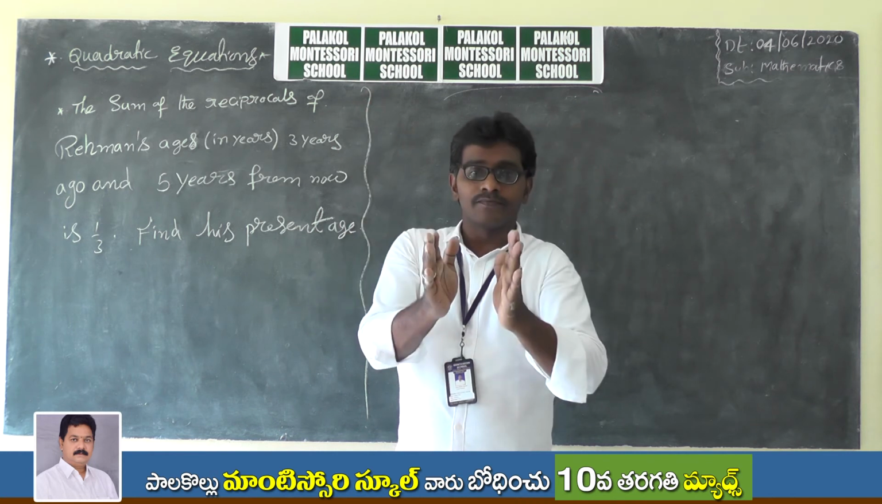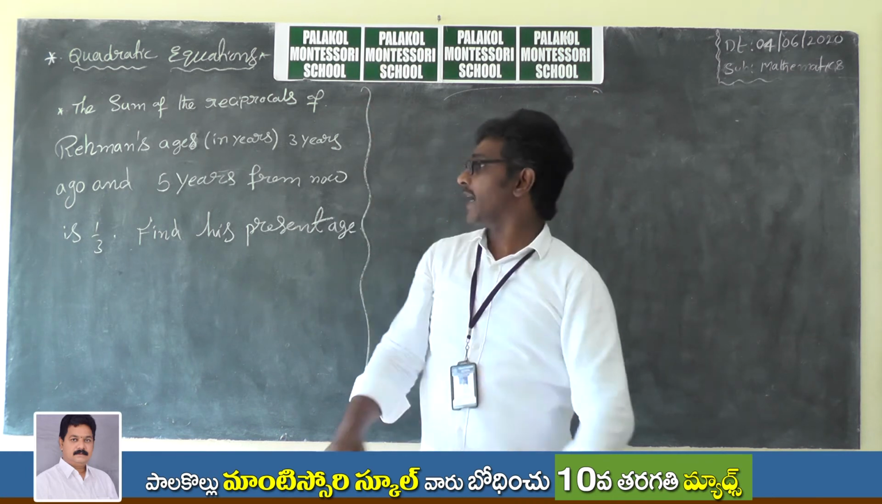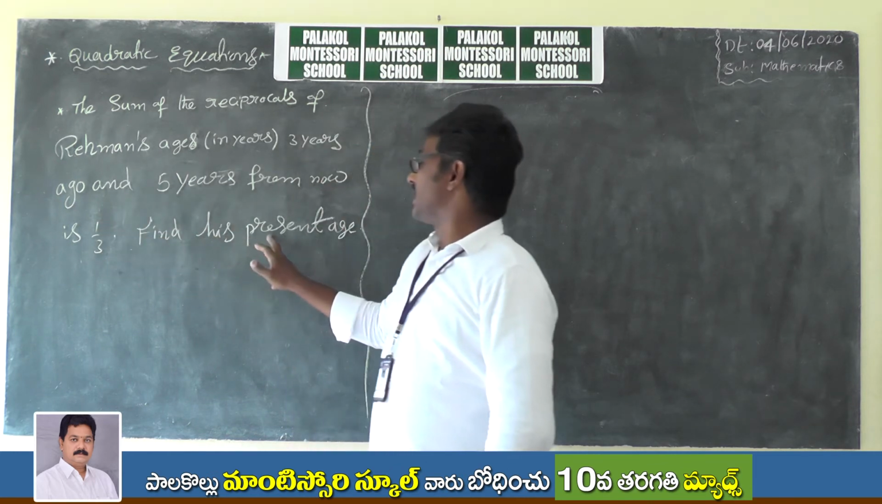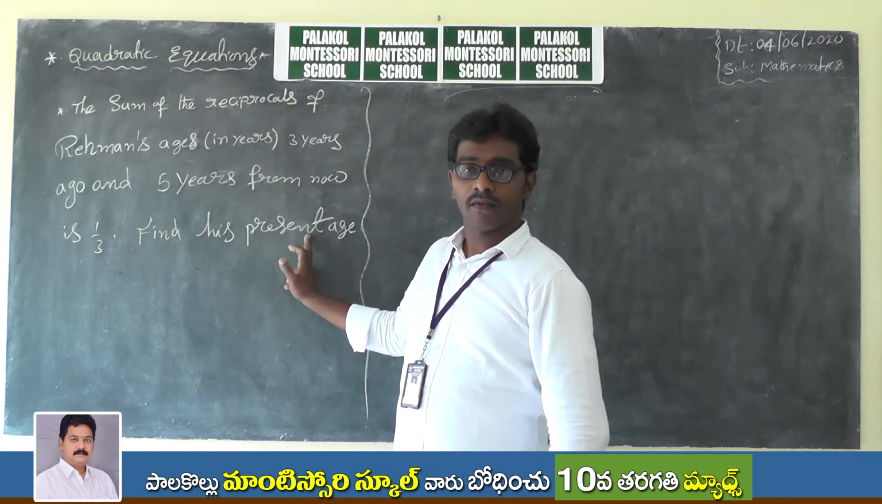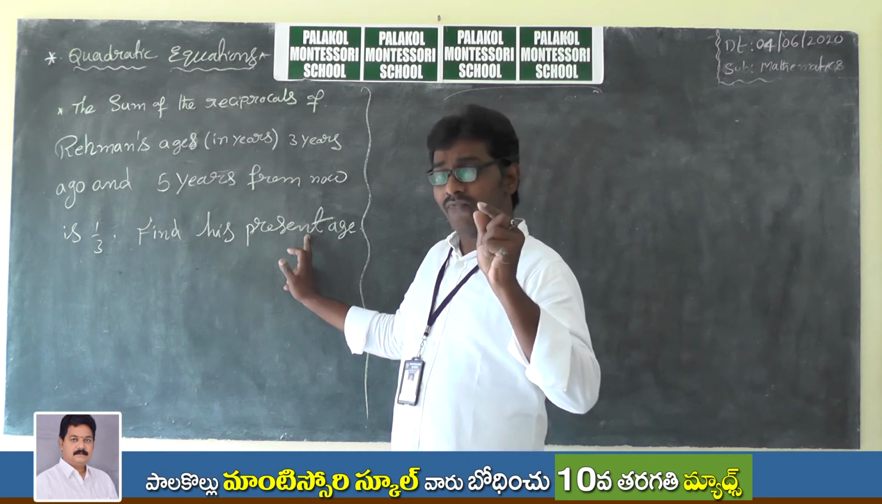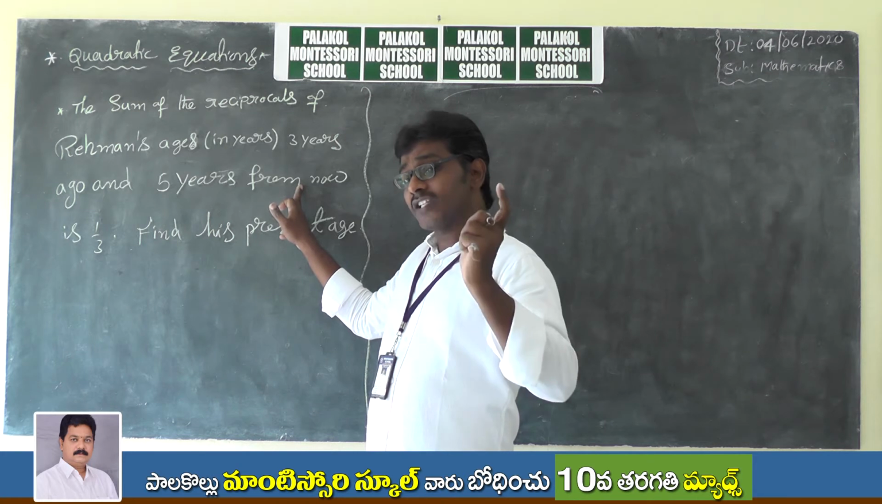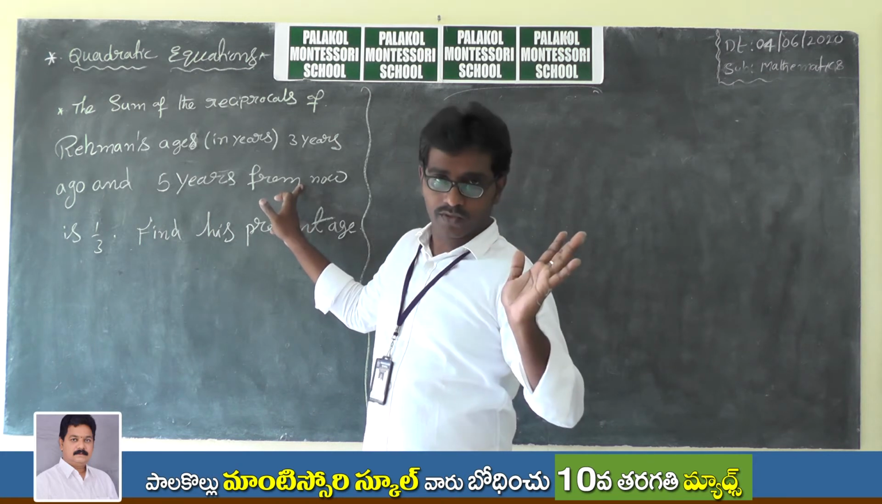So that sum, that reciprocal sum, you get now 1 by 3. Now you find his present age. First identification: we are given which situation, what is the relation of logic, you find out.